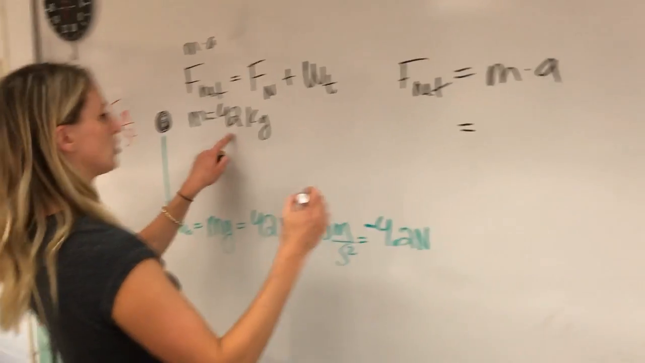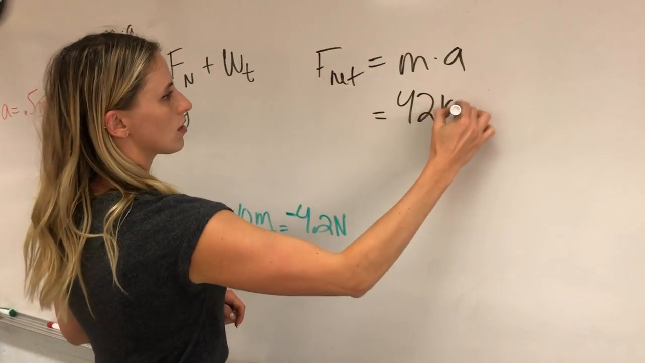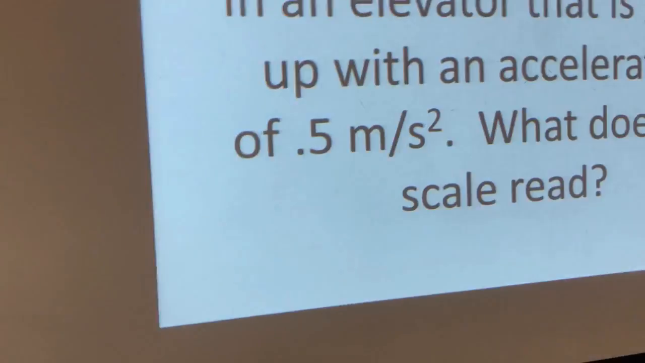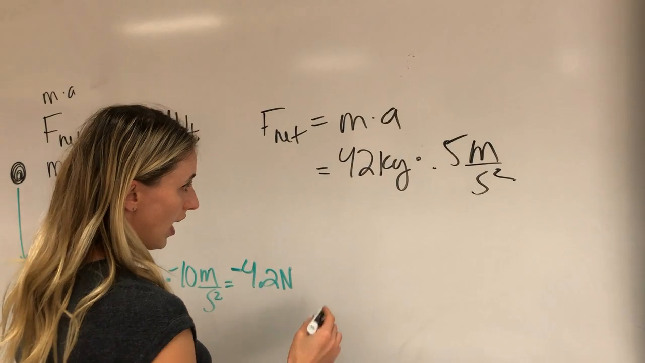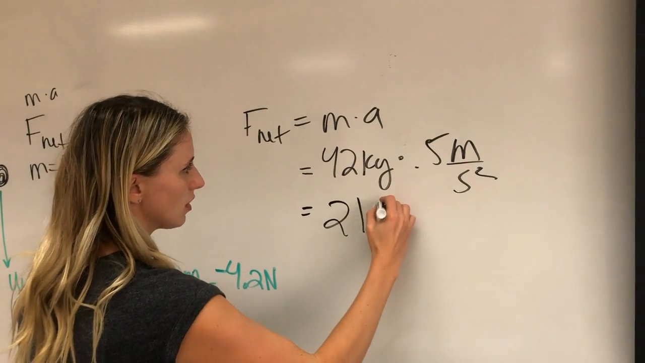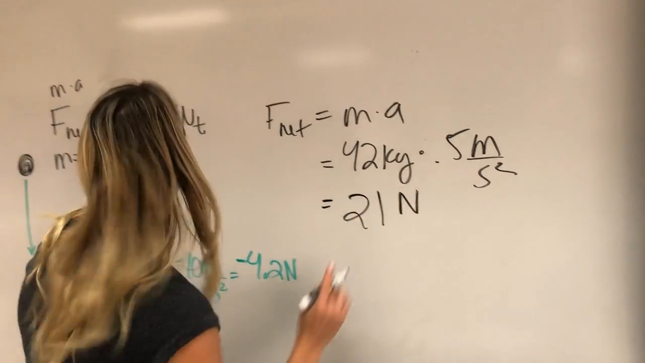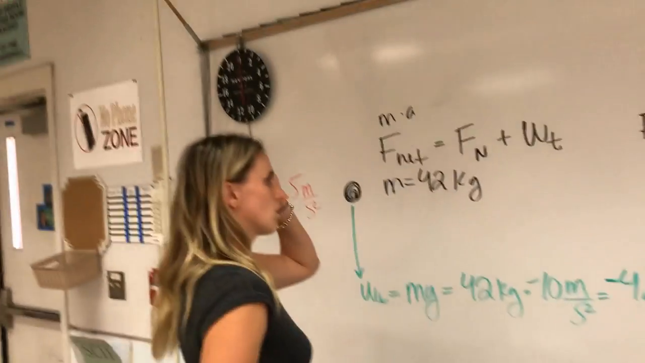My mass is 42 kilograms. What was my acceleration? 0.5 meters per second squared. That's half. Half of that's going to be 21 newtons. Okay. That's going to be a longer arrow or a shorter arrow?